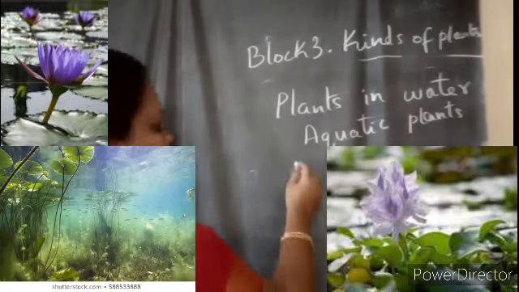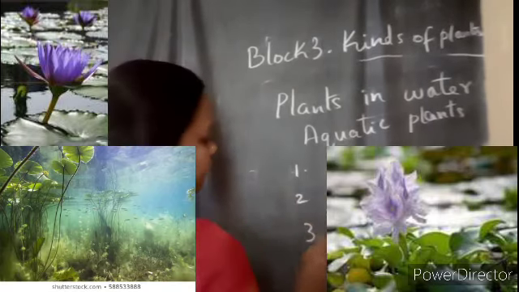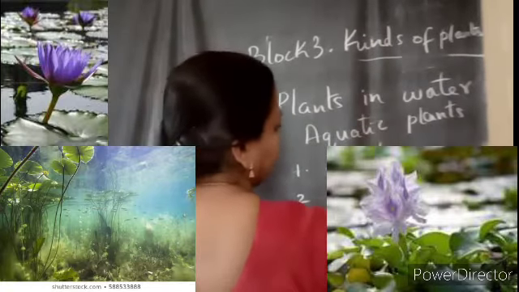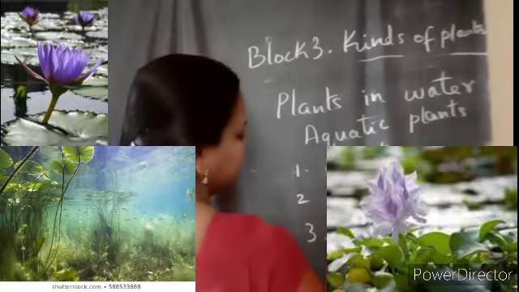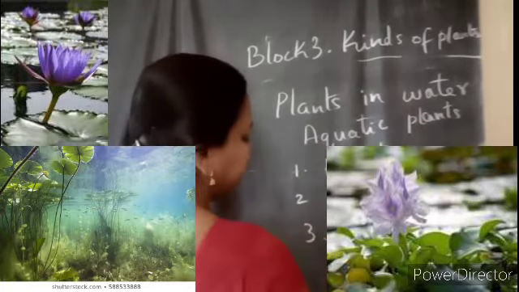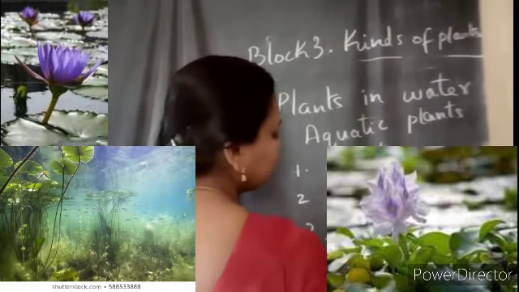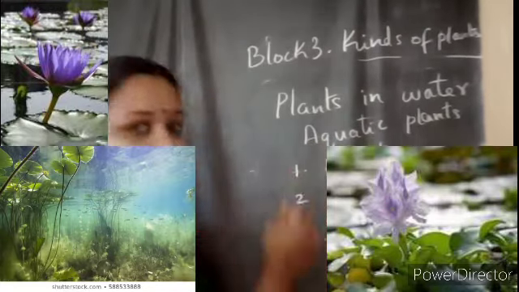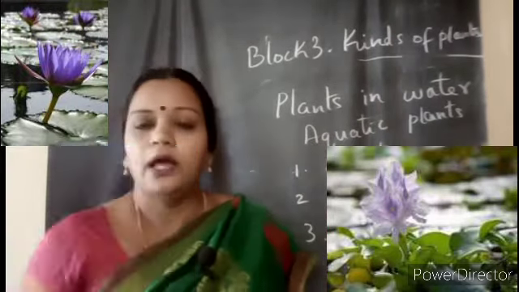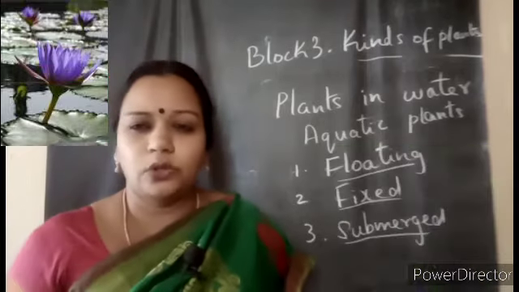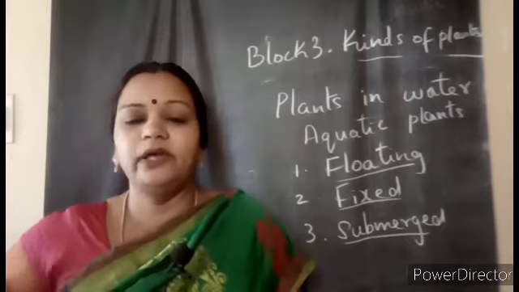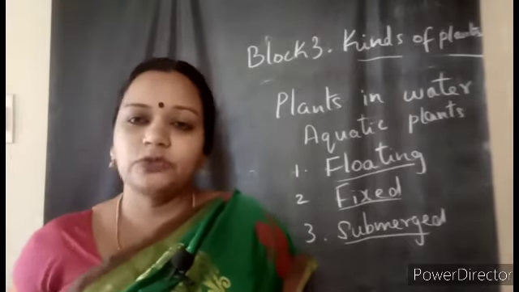And among themselves also, there are three different types of aquatic plants. Some of them are floating plants. Some of them are fixed plants. Some of them are submerged plants. How are they different? Floating. So these floating plants are able to float in the water. And their roots also will float wherever they are. The complete plant will be carried away. They can move from one place to another place.